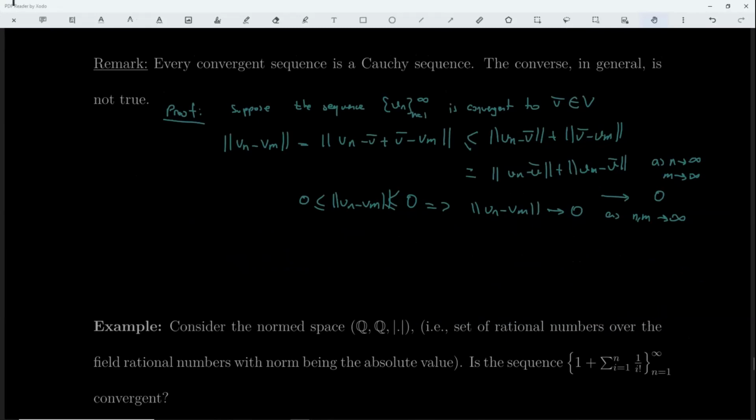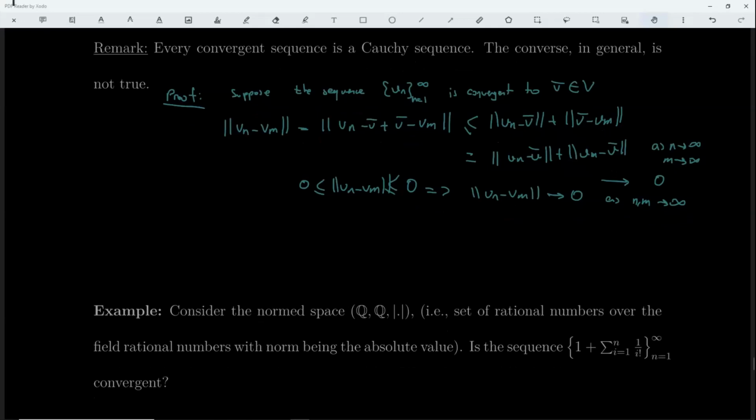Basically the idea is that for a convergent sequence, all of the elements in the sequence should get closer to the limit value of the sequence, right? And if they are getting closer to the limit value, they will also get close to each other as well. Therefore, as n and m go to infinity, as those sequences are getting closer to their limiting value, the difference between the elements of the sequence is also getting smaller. So that is the basic idea of that proof.